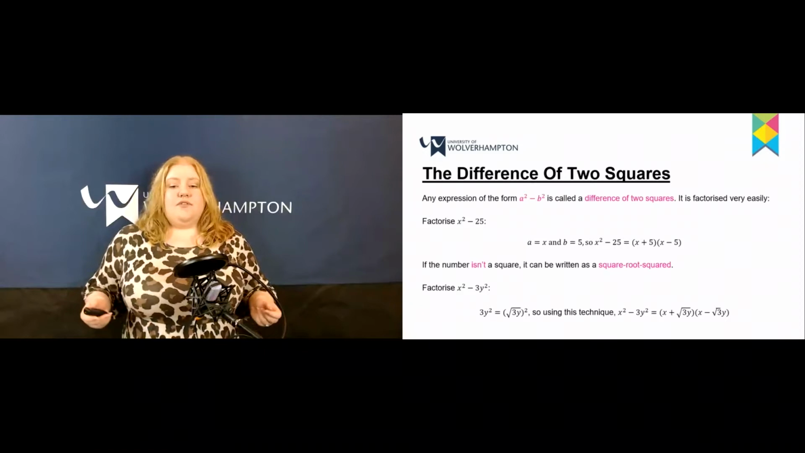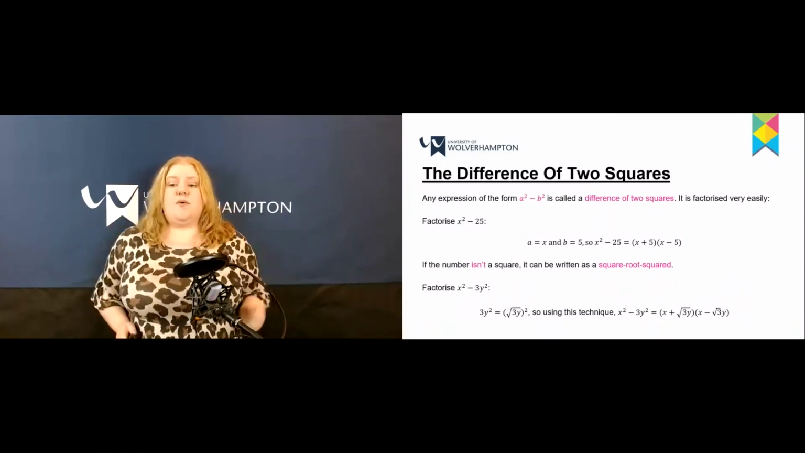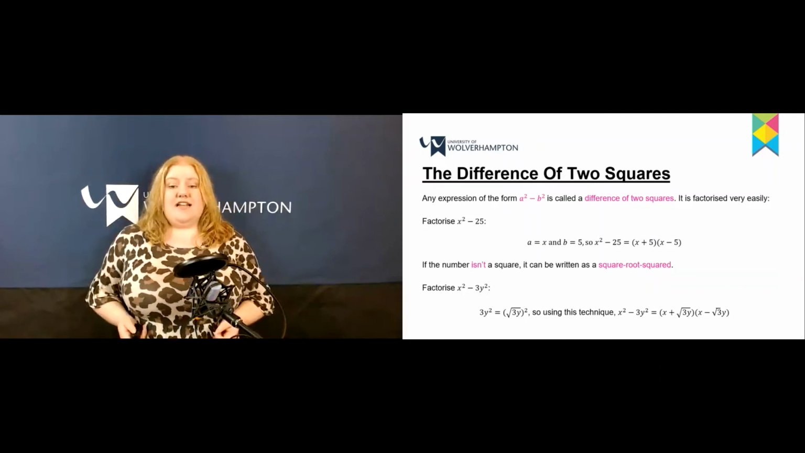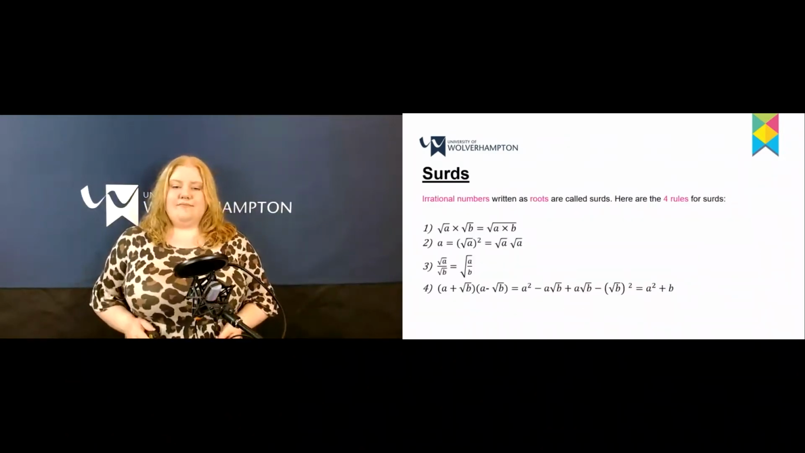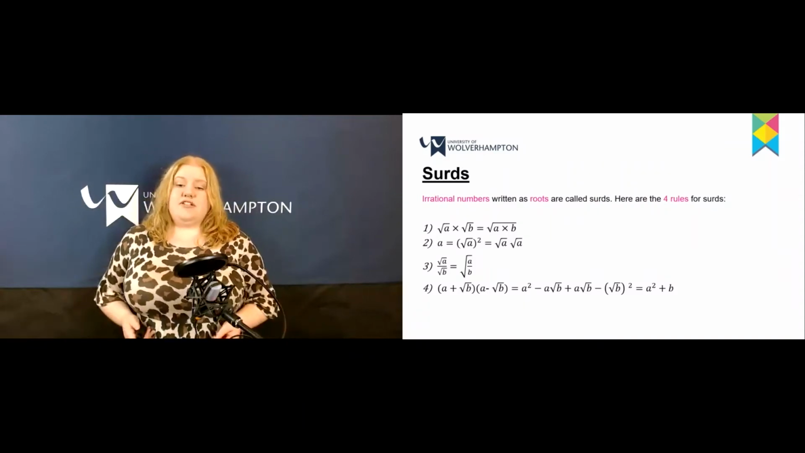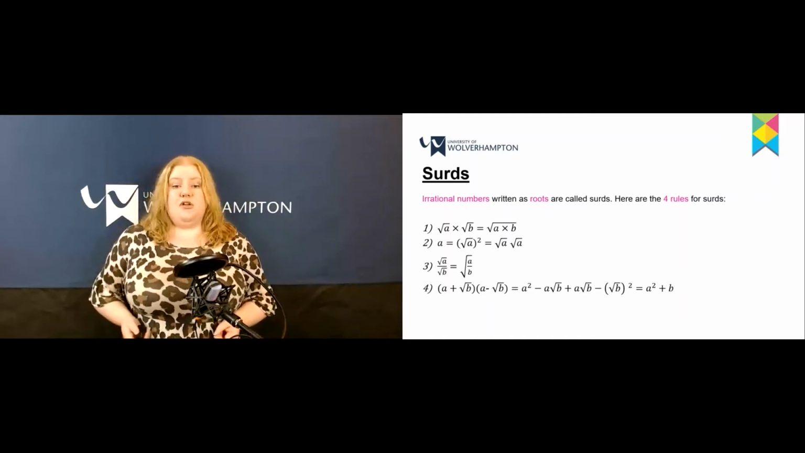An expression of the form a squared minus b squared is called a difference of 2 squares. It's factorised very easily, and there's the example below. And if the number isn't a square, it can be written as a square root squared. Surds are irrational numbers that are written as roots. There are 4 rules for surds, and those are shown underneath.